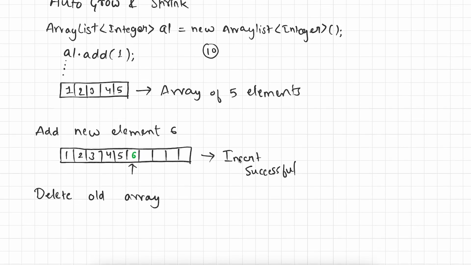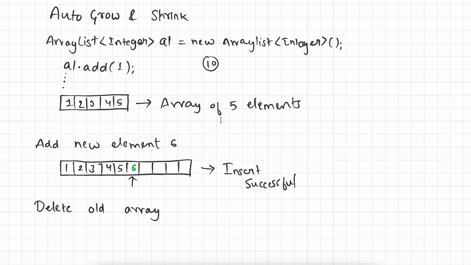Now the question is, by what factor does the size of the array increase or decrease? It all depends upon the implementation details. We do not have control over this property. Sometimes it may grow to double in size, or it may grow to triple in size. It all depends upon the implementation detail.